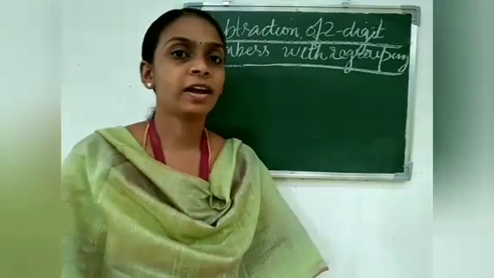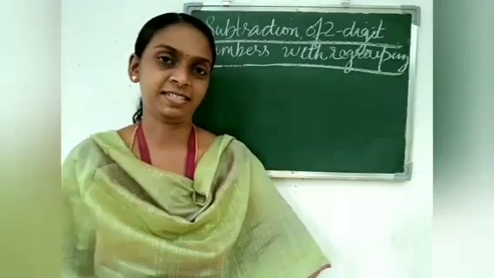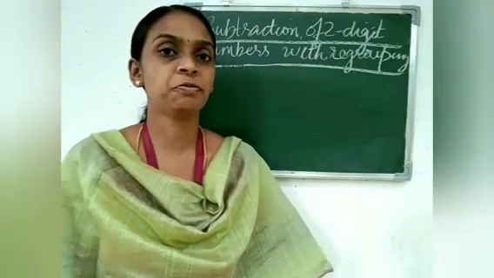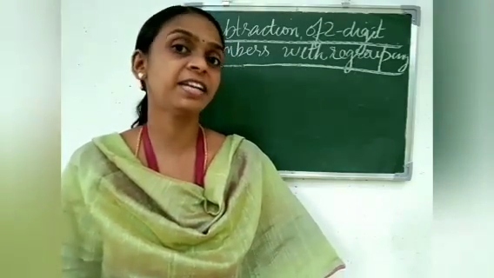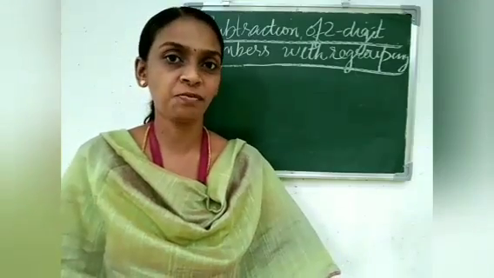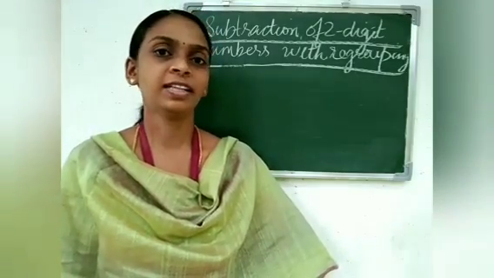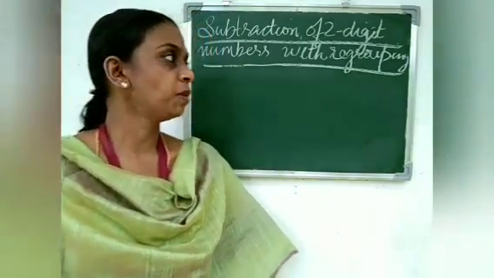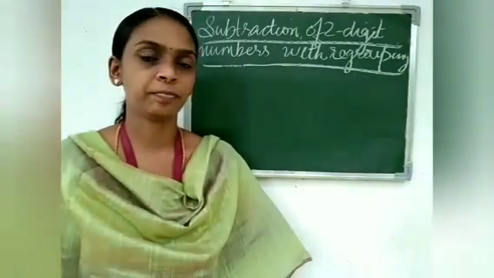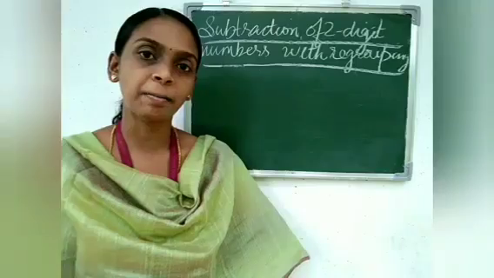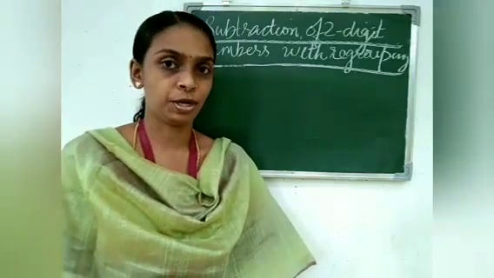So I think all are understood, applying subtraction. That is, what are those sentences we will use to identify a subtraction problem. So I think all are understood. Now we will start subtraction of 2-digit numbers with regrouping.